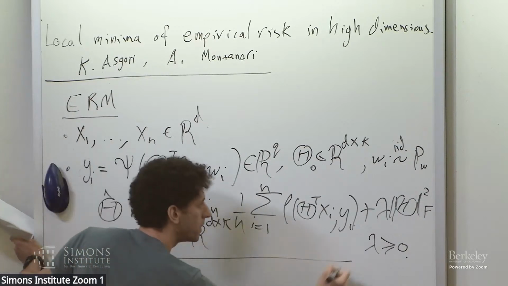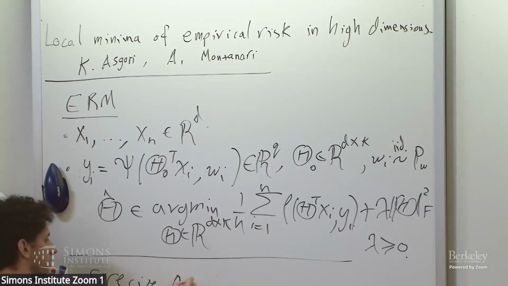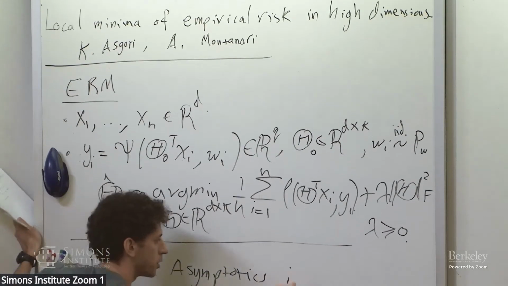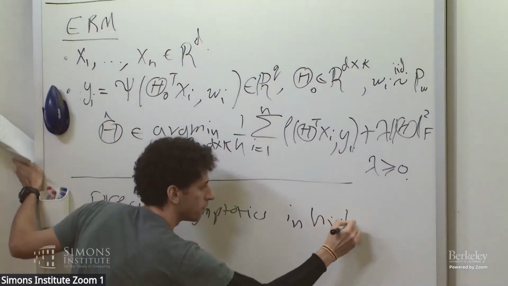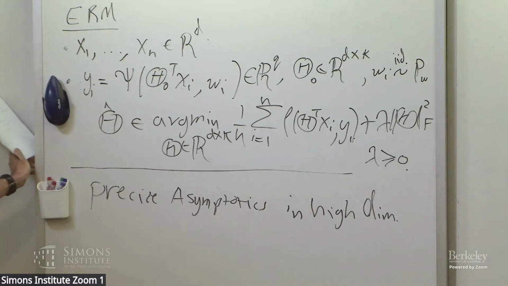Okay, so what I'm interested in, this is going to be a talk about tools. I'm going to be interested in tools for precise asymptotics in high dimensions. Maybe I'll stop for a second and ask if everyone can read my handwriting or if I should slow down. Okay, yeah.